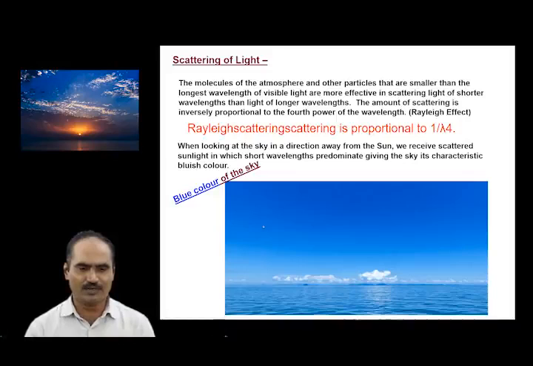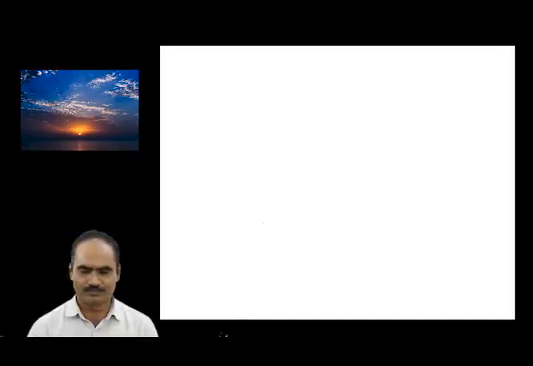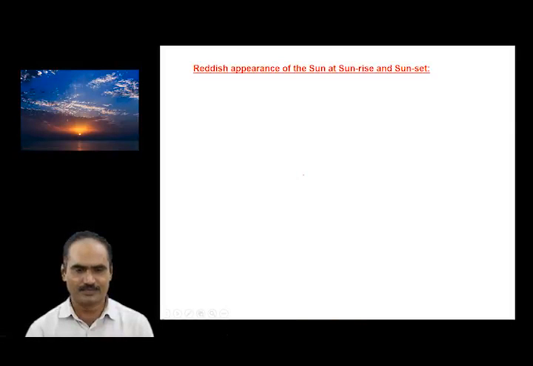This scattering phenomenon can also explain other phenomena. One more thing: when looking at the sky, we receive scattered sunlight in which shorter wavelengths are predominant, giving the sky a bluish color. In some clouds, the size of the particles is very large, because of which they scatter most of the colors. Because of that, they appear white in color.